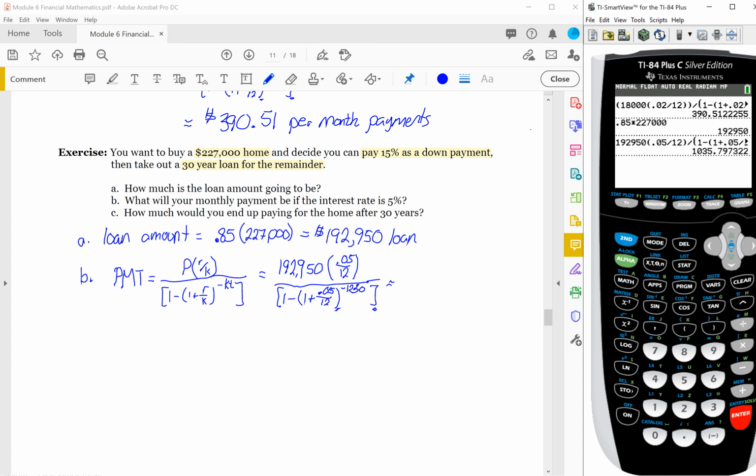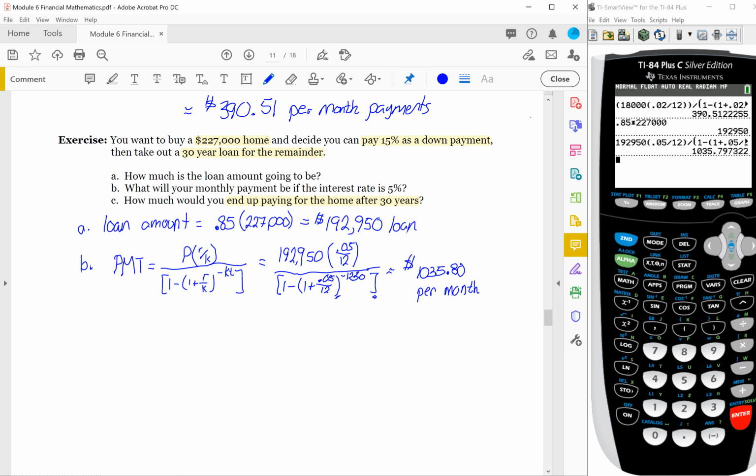Okay. So I get $1,035, and if I round this to the nearest penny, and 80 cents, and this would be per month. Okay, last part of this. How much will you end up paying for the loan or for the home after the 30 years has passed? So how much are you going to end up paying? So I don't have a formula for this, but we can think our way through it.